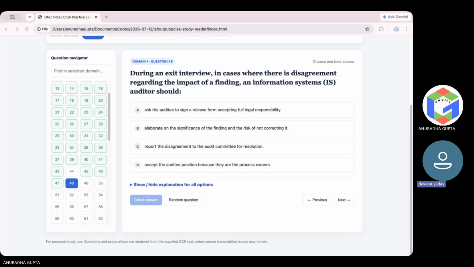This brings an exit interview. Case settlement, one exit interview.